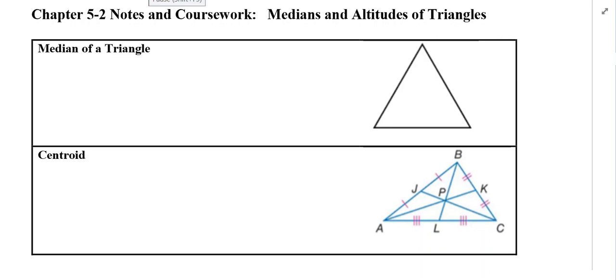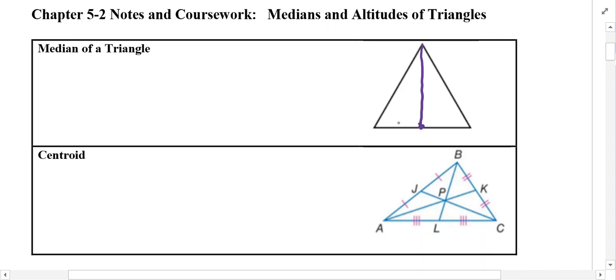Today we're going to cover medians and altitudes of triangles. The median of the triangle goes from the vertex to the opposite side, to the midpoint of the opposite side. So you find the midpoint and then draw a segment from the vertex to the midpoint.